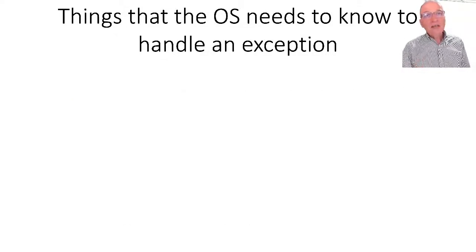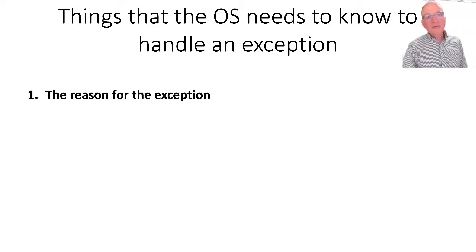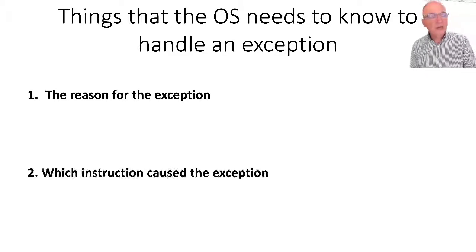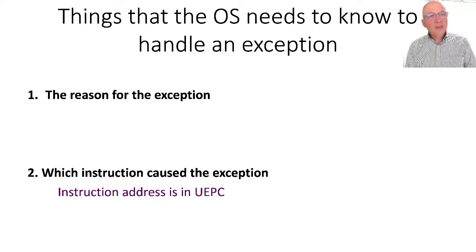So what are the things that the OS, the operating system, needs to know in order to handle the exception? First, it needs to know why the exception happened. So what's the reason for the exception? Why has the normal execution stopped? And the second thing that it needs to know is which instruction caused the exception. The address of the instruction that caused the exception will be in the UEPC.